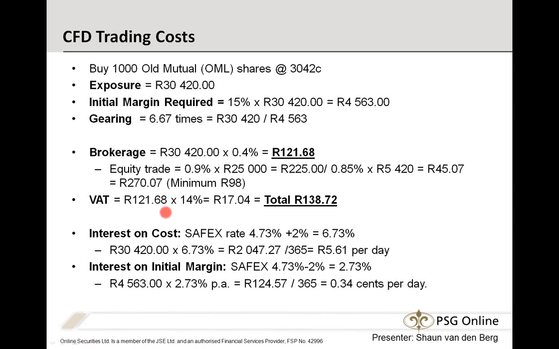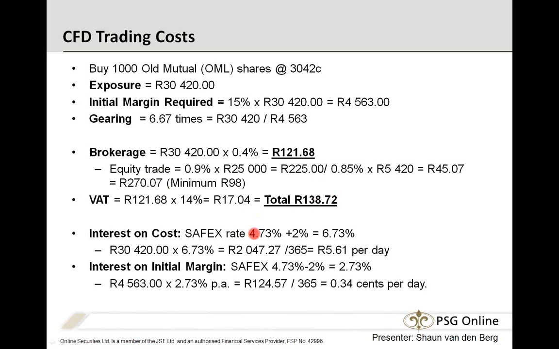If we had to look at the same scenario as an equity trade, it's 0.9% for the first 25,000, which is 225, and then the difference between the 25 and the 30,000 is 5,420 Rand, an additional 45 Rand there, so combined 270 Rand. And our minimum brokerage on equities is 98 Rand. So we're talking about 121 compared to 270, so say it's half price. With the VAT, 138.